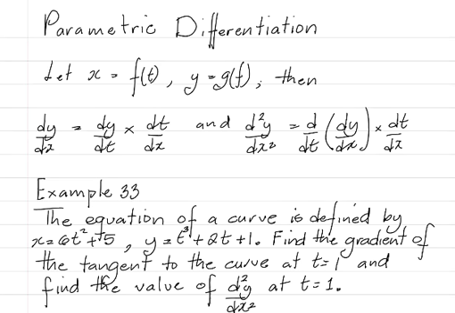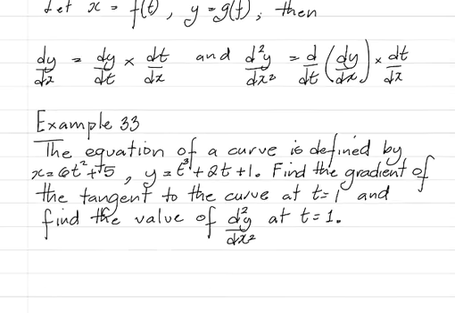Alright, parametric differentiation. Let x be some function of t and y be a function of t. Then dy by dx would be equal to dy by dt multiplied by dt by dx. And d2y by dx squared would be the differential of dy by dx with respect to t multiplied by dt by dx. Example 33.